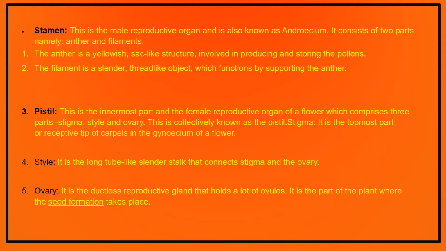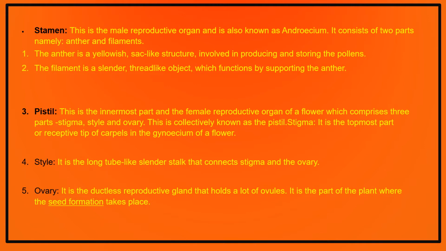The first one is what we call a stamen. This is a male reproductive organ and is also known as androecium. It consists of two parts, namely the anther and the filament. The anther is a yellowish sac-like structure involved in producing and storing the pollen grains, whereas the filament is a slender thread-like object which functions for supporting the anther.